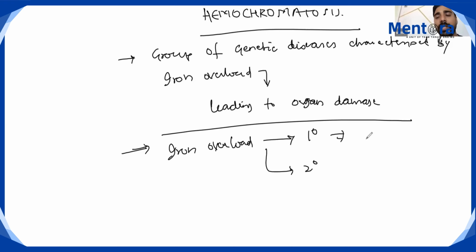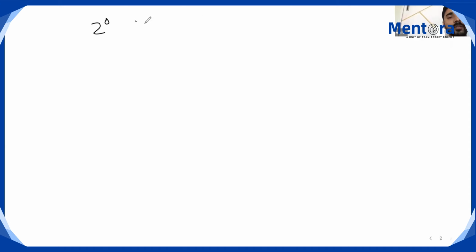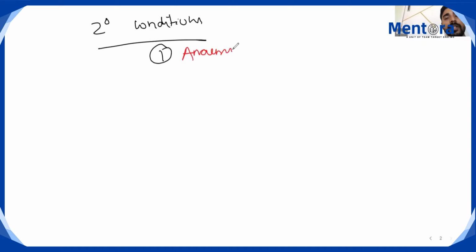Primary is mainly genetic conditions, and secondary is mainly from secondary causes which cause iron to accumulate in the body. Before going to primary, let us see the different secondary causes which can cause iron overload. Mainly one is anemia. If there is any chronic anemia, then in order to form red blood cells, our body tries to absorb more iron from the gut. So it leads to iron overload. And also we transfuse blood to the patient. That also leads to iron overload.